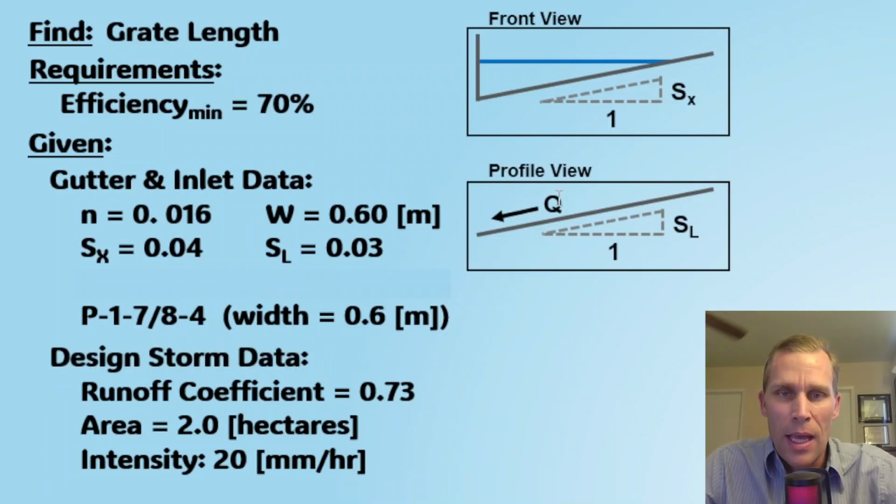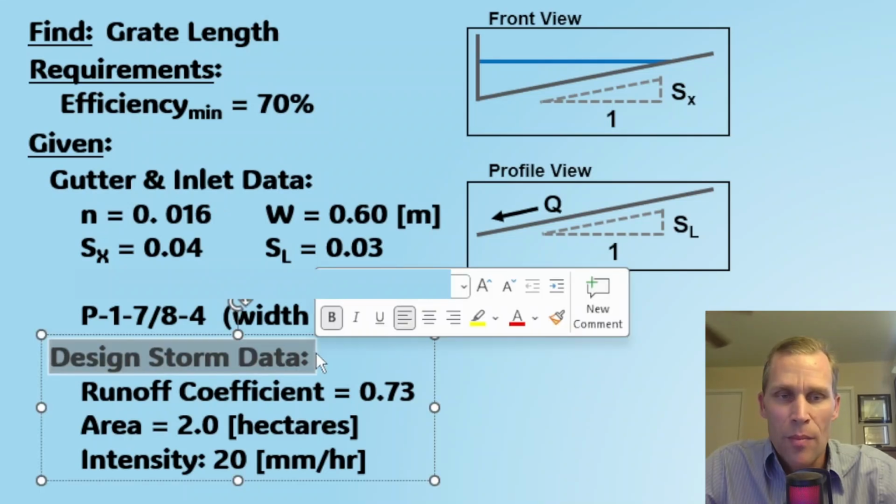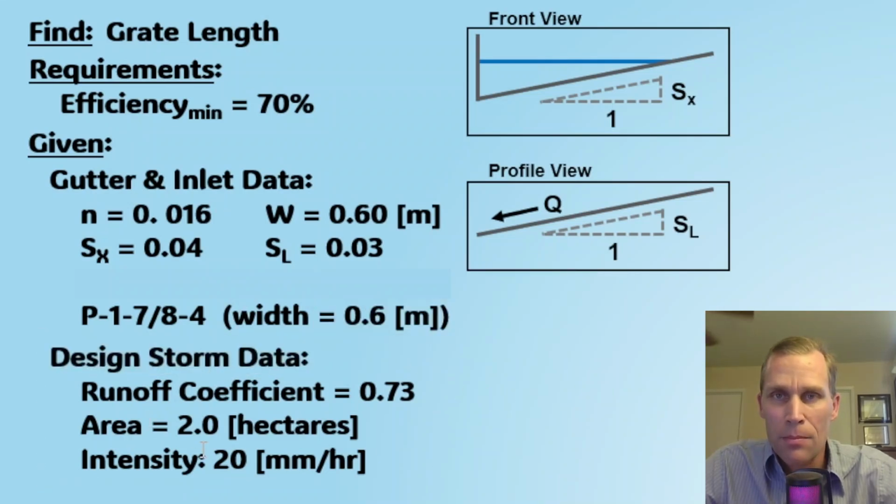We have a front view and a profile view just to demonstrate the S sub X and the S sub L, the longitudinal slope down the street, as well as the cross street slope of 3% and 4% respectively. Okay. So we're going to be using these numbers once we input data into the calculators. The first calculator we're going to use is actually the rational method analysis tool for determining that peak flow rate. After that, we'll use a curb and gutter calculator to determine that minimum grate length.